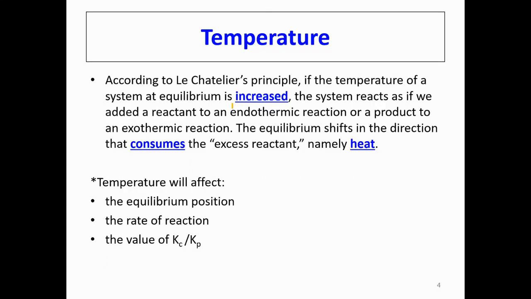According to Le Chatelier's principle, if the temperature of a system at equilibrium increases, the system reacts as if we added a reactant, as if we added a reactant to an endothermic reaction or a product to an exothermic reaction. The equilibrium shifts in the direction that consumes the excess reactant, namely heat. So the temperature will affect the equilibrium position, the rate of reaction, and the value of the equilibrium constant.